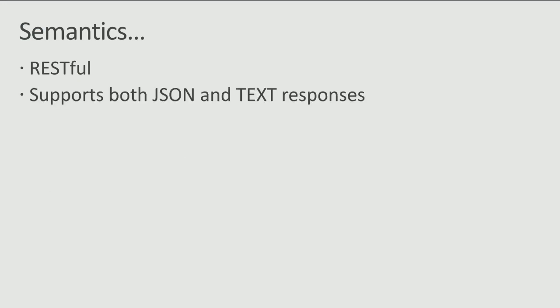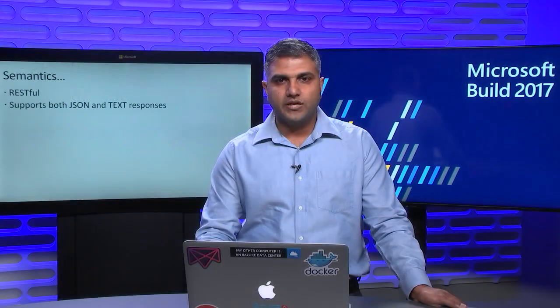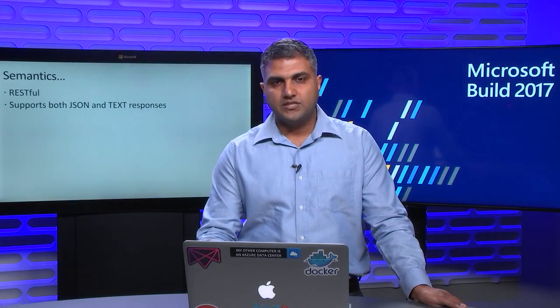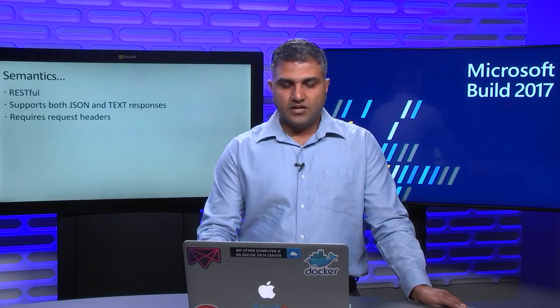So from a developer application semantics point of view, the interface is RESTful in nature. It provides all interfaces for REST. It supports both JSON and text responses. As I was saying, if you want a simple text response and you're using it via a bash script or a shell script, you don't have to do the heavy lifting of parsing JSON. But then again, given the advancements in Go, Python, and Ruby, this is quite easy to do now. It requires a request header.